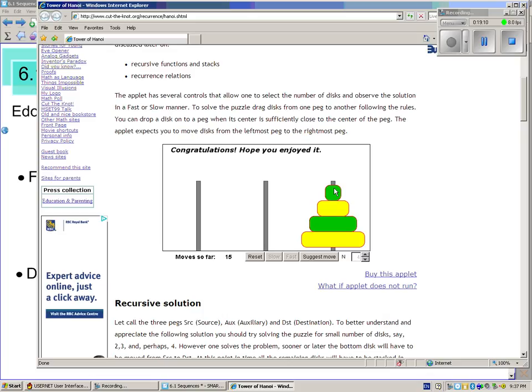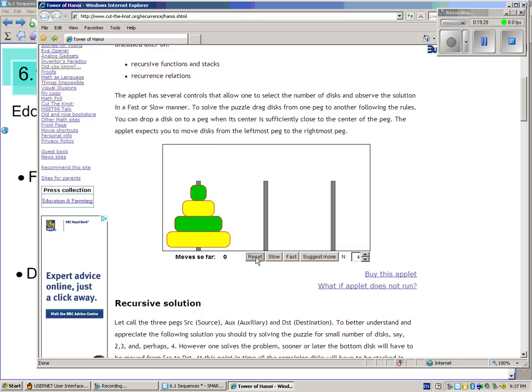Now, I'm curious. Do you think I did it in the least number possible? Frankly, folks, I don't really know. No, I lied. I do know because I'm going to teach you the math, so you will know too. But I was just playing with that. I wasn't even thinking as I was doing it. Reset it. I had 15 moves. Let's do this fast. 15 moves. The least number of moves to move these 4 blocks is 15.